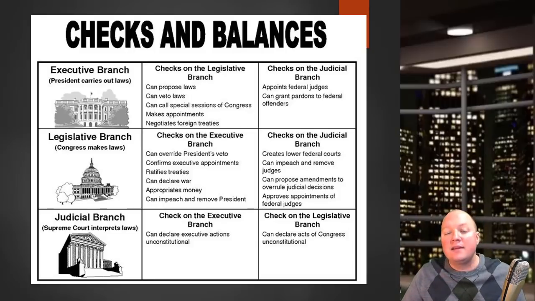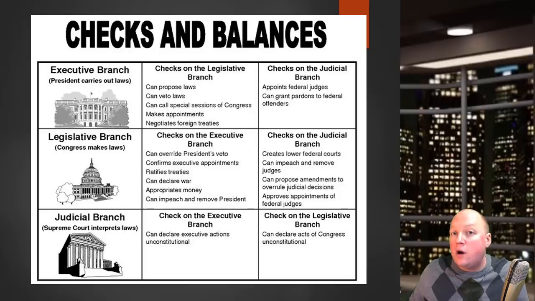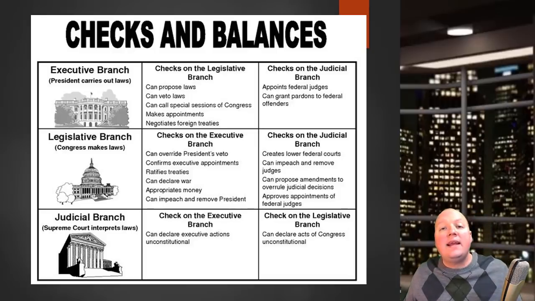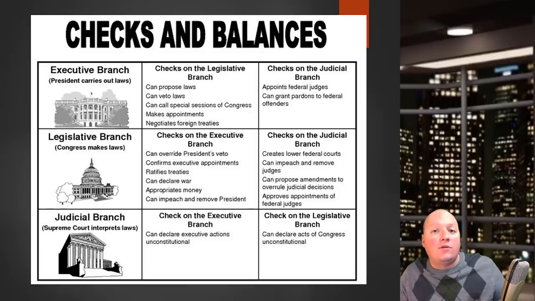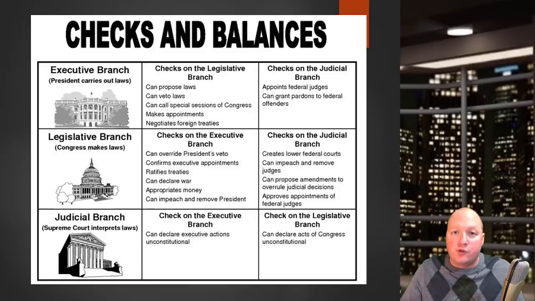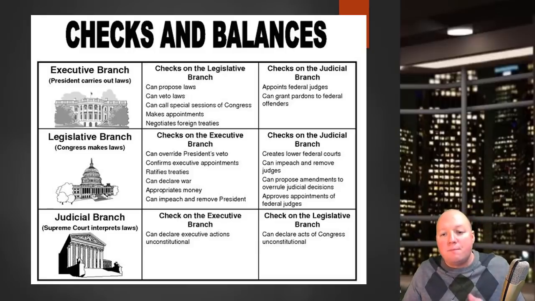Now, the legislative, we're on level 2 now, they have the ability to make the laws and they can check the executive. So if the president vetoes a law, they can actually override the president's veto by taking a second vote, and if they get even more votes the second time, what's called a supermajority, a 2/3 vote of Congress, and we'll talk about that another day, they can actually override the president's veto. So they can check the president by overriding his veto.